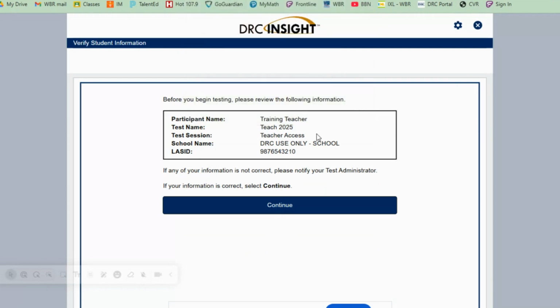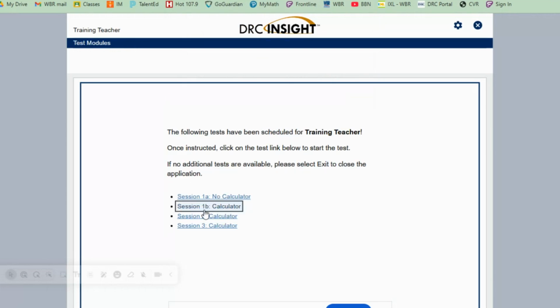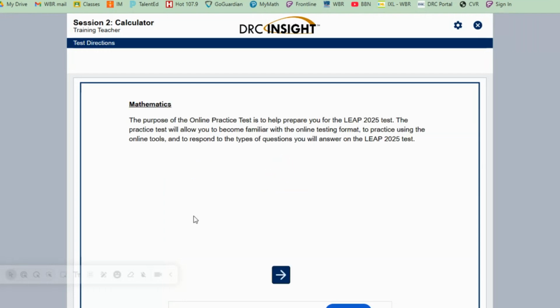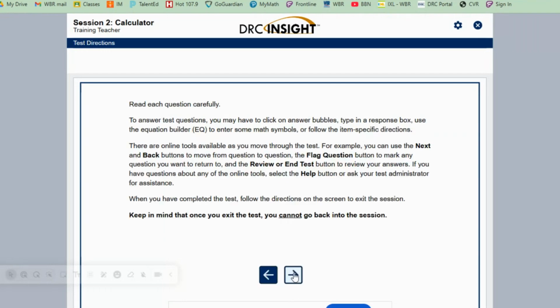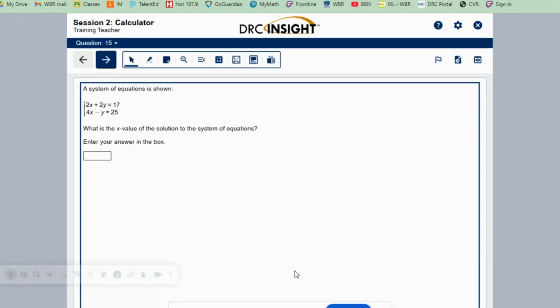All right, so for session 2, let's continue. We're going to choose session 2, which is also with the calculator. Arrow through all of these things until you get to question 15. Here's where it starts getting a lot easier because we do get to use Desmos. It says a system of equation is shown. What is the x value of the solution to the system? Enter your answer in the box.